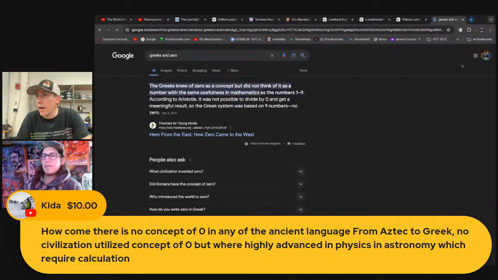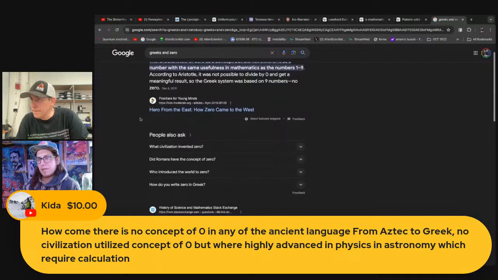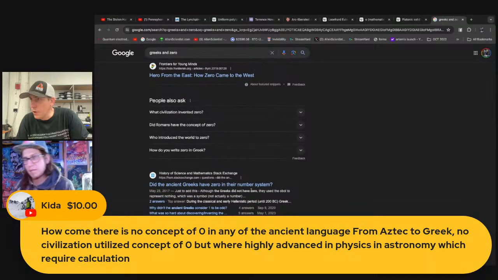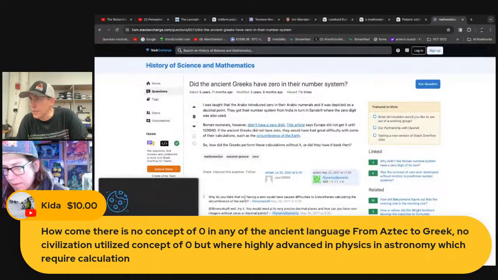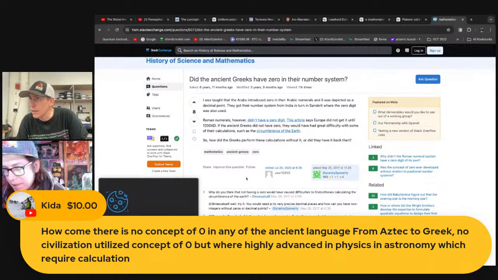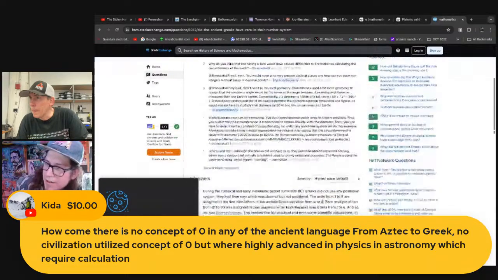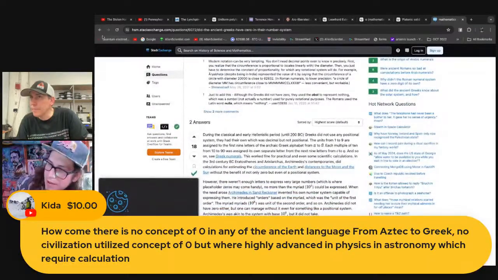and zero. They knew of it as a concept, but didn't think of it as a number. Yeah, right. So you couldn't divide by zero. They knew that. And yeah, they used the oval to represent nothing. Shiva the Destroyer says the Mayans invented zero.